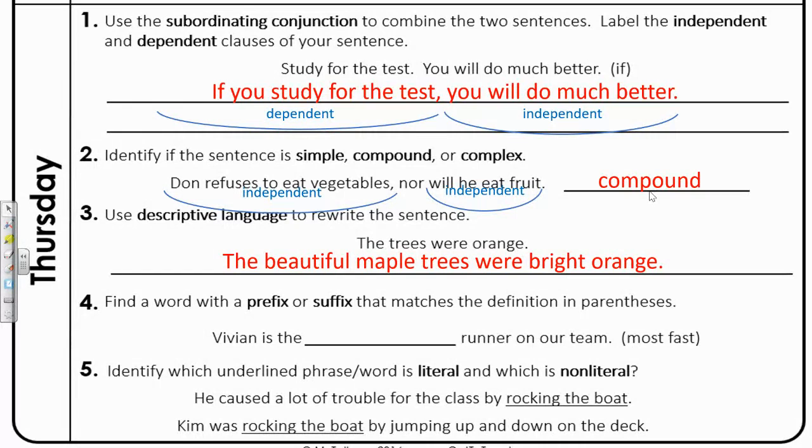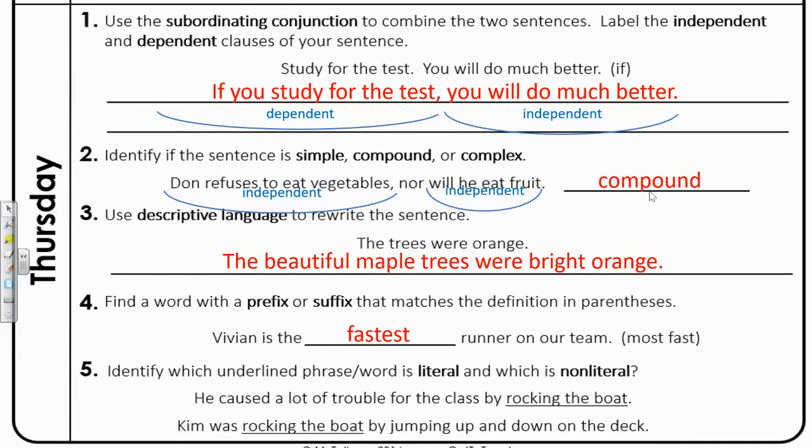Okay. Number 4, find a word with a prefix or suffix that matches the definition in parentheses. Vivian is the blank runner on our team. What word would you use to say that she's the most fast runner on the team using that word fast in your answer? You need to use the superlative, right? The est ending, fastest, okay? Vivian is the fastest runner on our team.